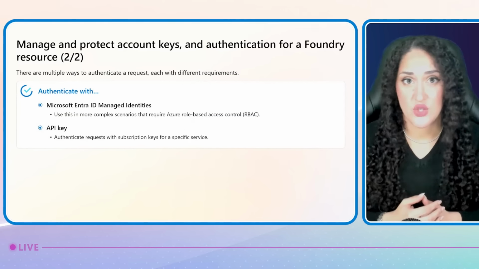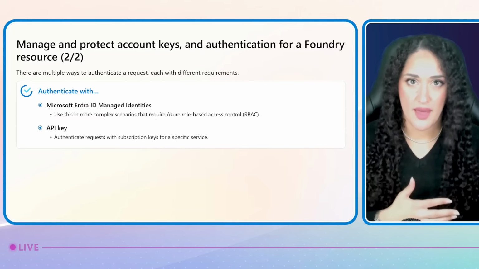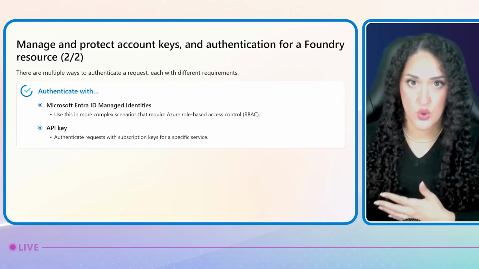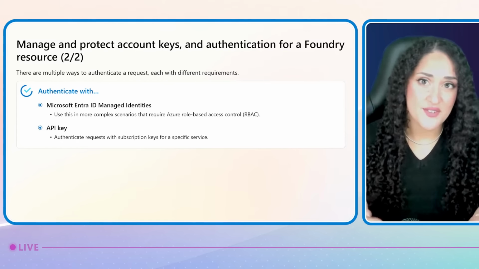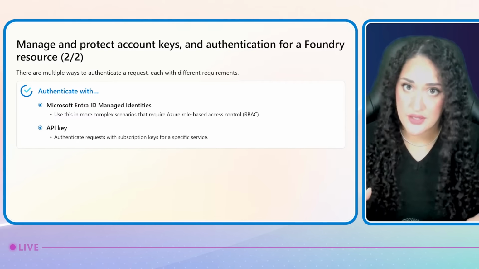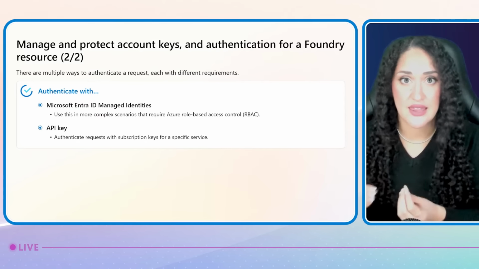There are 2 main authentication paths for Foundry resources. Microsoft Entra ID with managed identities is the enterprise choice for complex role-based access control scenarios. API keys are simpler but less secure. There are different scenarios where each one is appropriate, so think about it in terms of the security requirements described in the scenario.